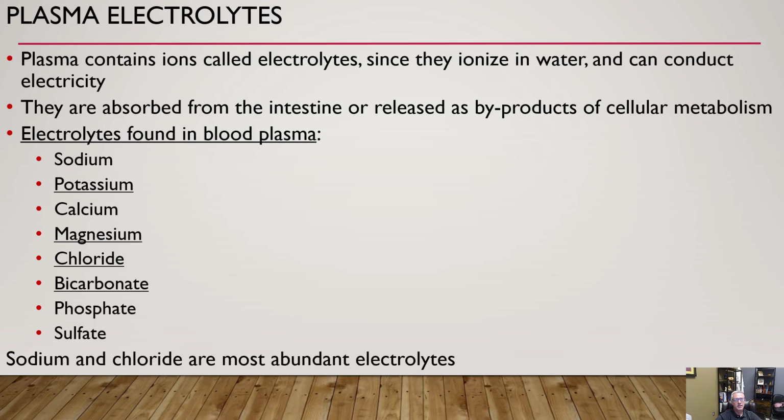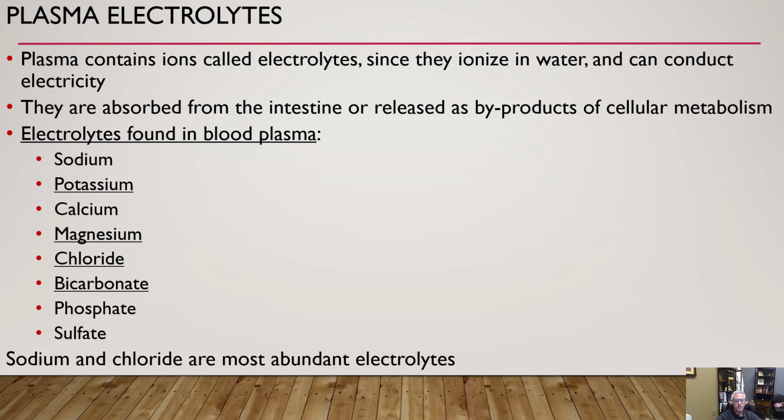So plasma electrolytes, we also call them ions. Since they ionize in water, they do conduct electricity. Remember, these are absorbed from the intestine, or they can be released from cellular metabolism. Some of the ions, or electrolytes, that we find in the blood plasma: sodium, potassium, calcium, magnesium, chloride, bicarb, phosphate, sulfate.